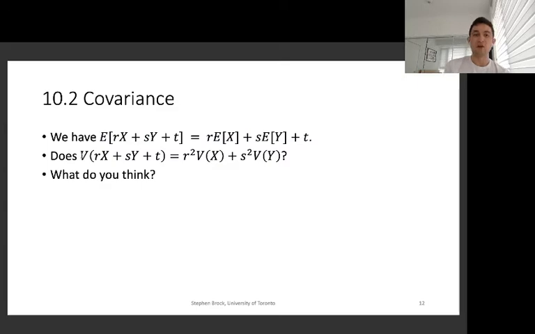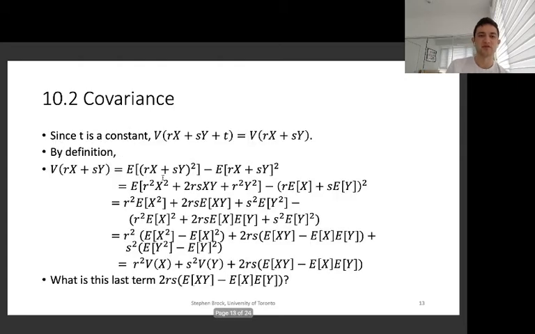What about the variance of multiple variables, or the variance of this linear combination? Does it equal R squared times Vx plus S squared times Vy? What do you think? So intuitively, you might think that it makes sense because the expected value has this linear property. Variance is kind of different, but with the single variable, we just took out the R squared, and it kind of worked. So let's use the definition of variance to see if it'll help us out.